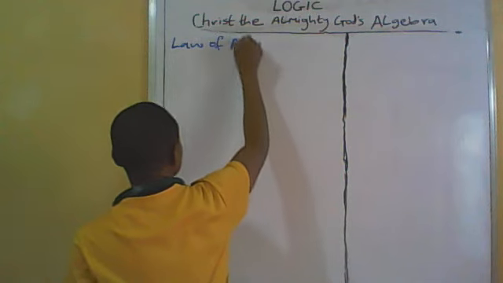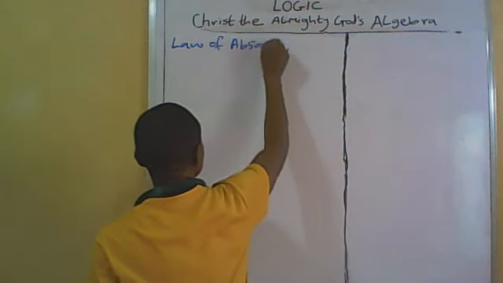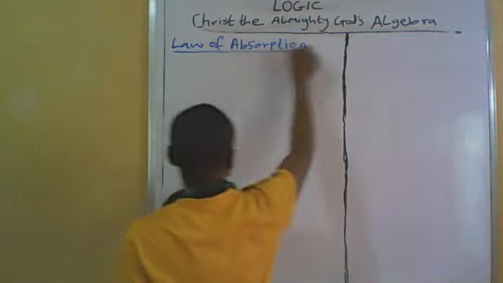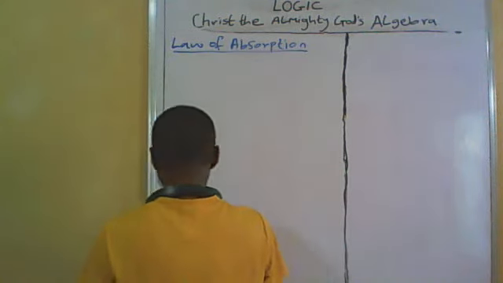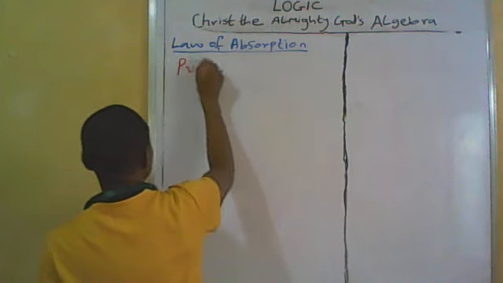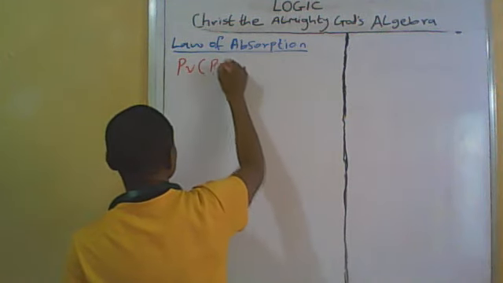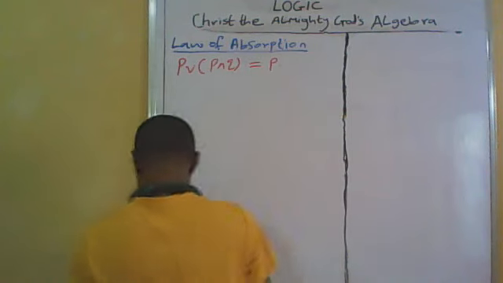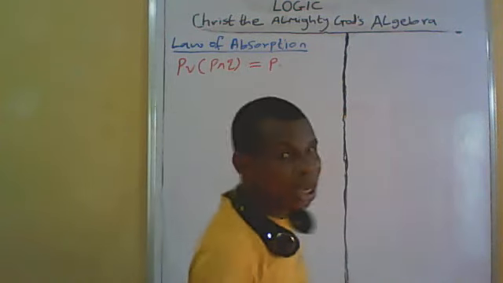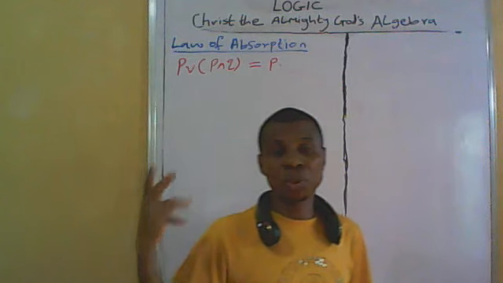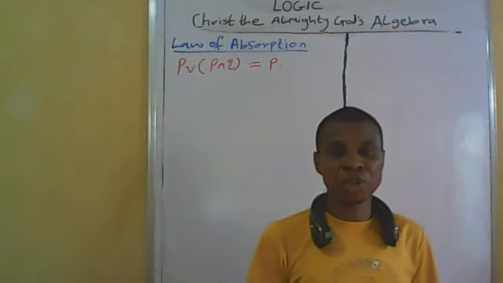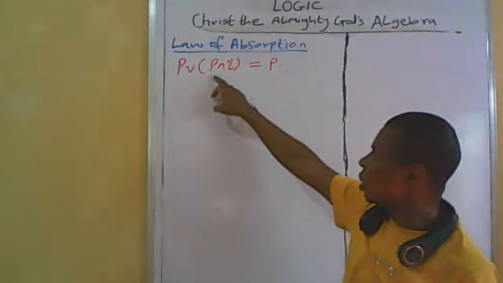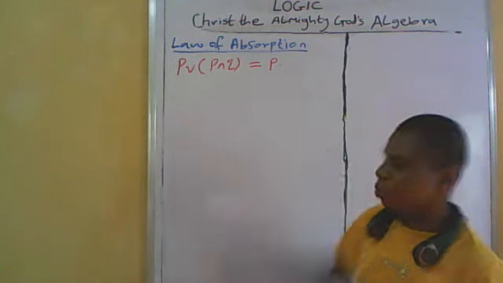Law of absorption. P or (P and Q) is equal to P. So this is an example of law of absorption by disjunctive statement. P or (P and Q) is equal to P.